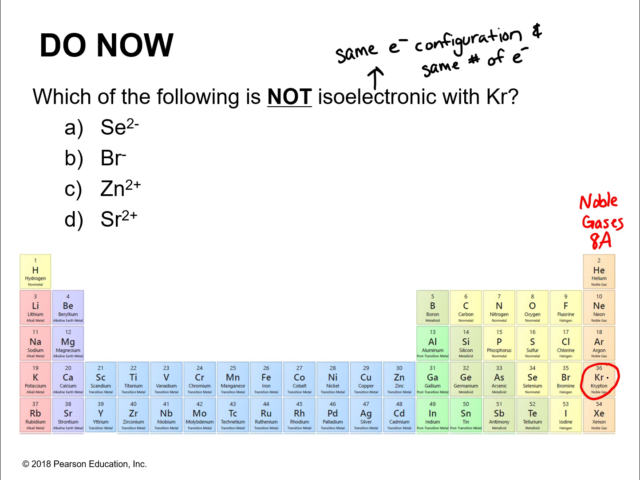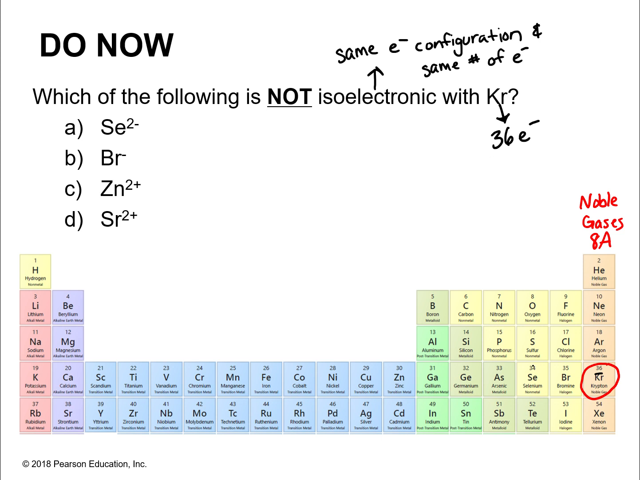Krypton has 36 electrons. Okay, that 36 means the atomic number is 36, that's the number of protons. And in a neutral atom, the number of protons is equal to the number of electrons. So krypton has 36 electrons. We have to deal with 4 different ions to figure out which one of them does not have 36 electrons.